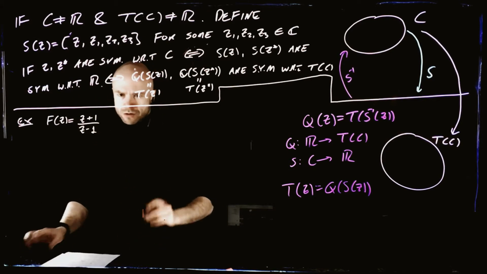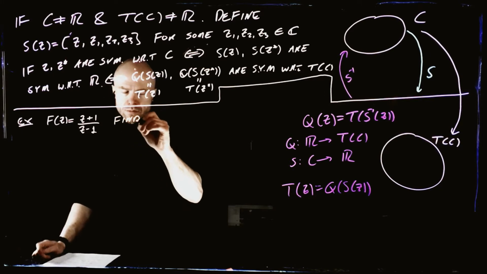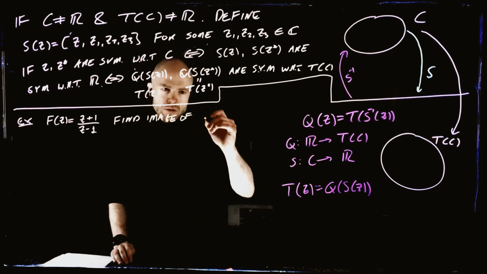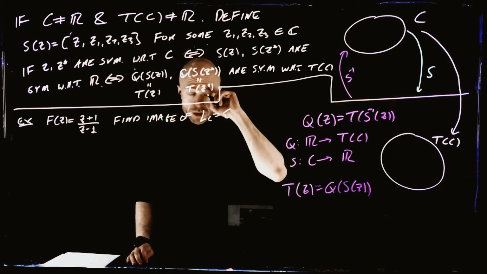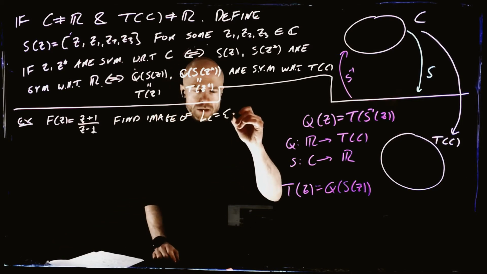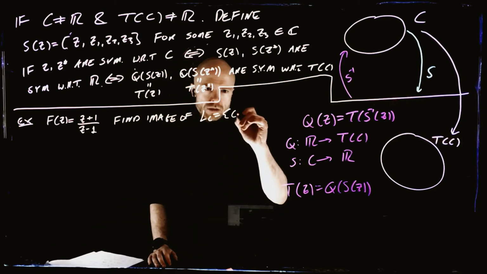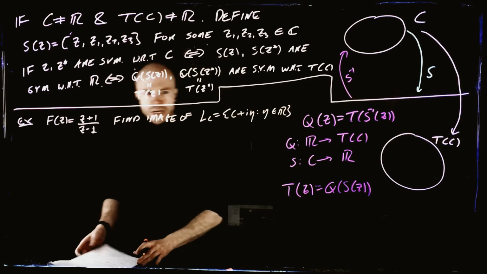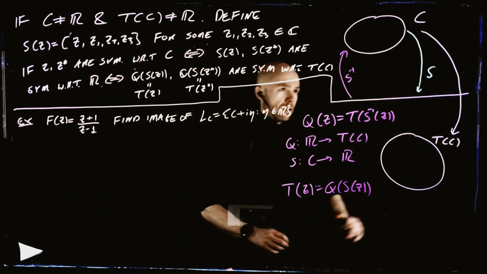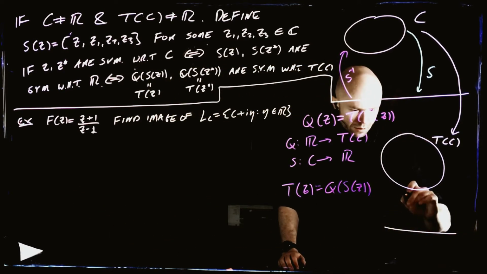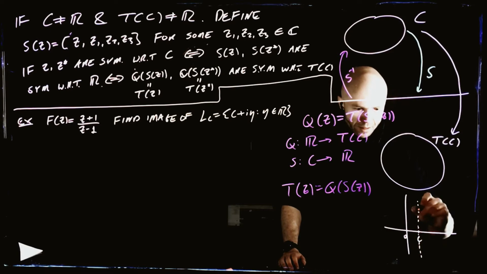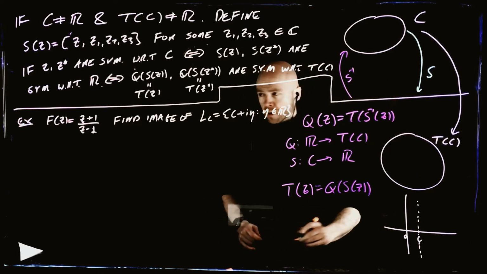And we want to find the image of L of C, which is the imaginary line. So it's this thing. It's the set of C plus iy, where y belongs to R. So it's the imaginary line that goes through the real number C. Right? So this is 0. I'm going to need a bigger picture than this, but okay. This is C. So it's the image of this thing.